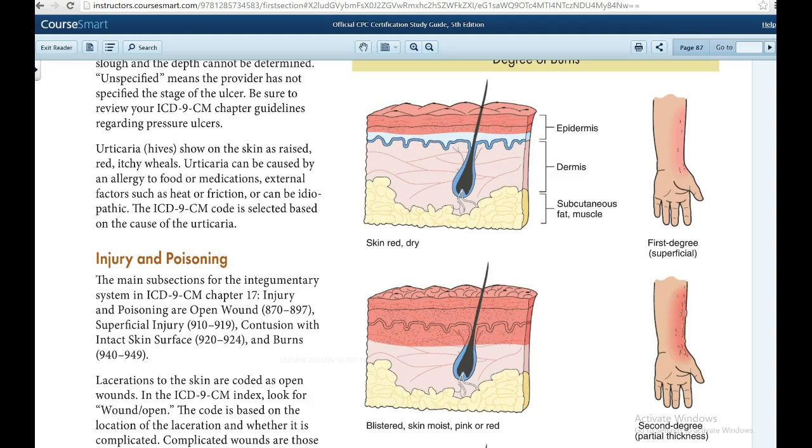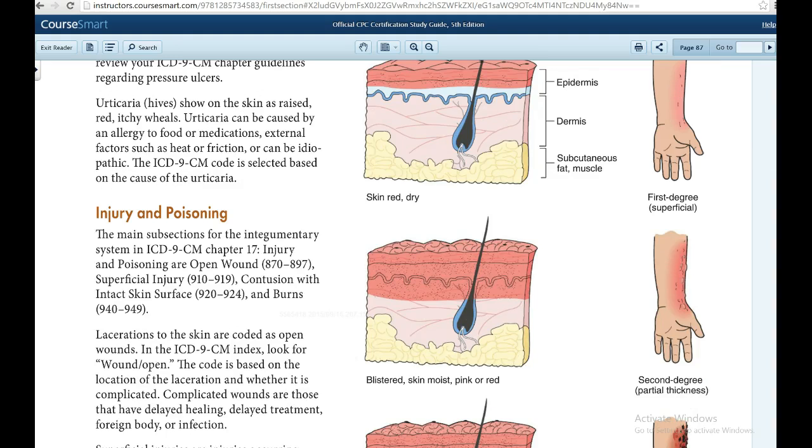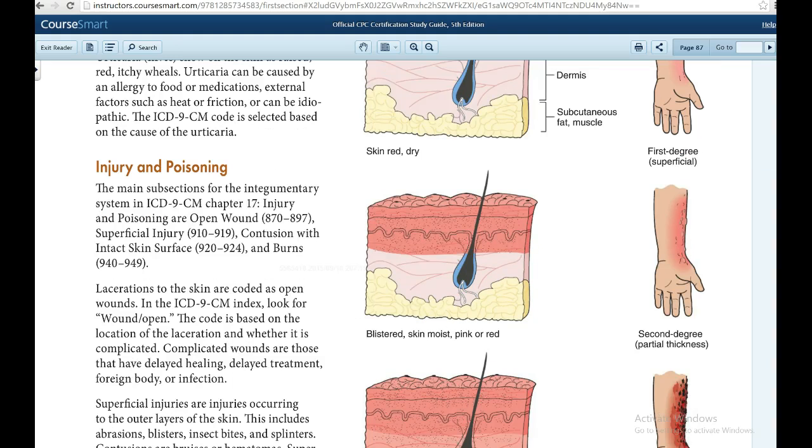Injuries and poisonings. Let's go on, and this is in chapter 17 of your ICD-9 manuals. Injuries and poisonings are open wounds, superficial injuries, contusion with intact skin surface, and burns. Lacerations to the skin are coded as open wounds.